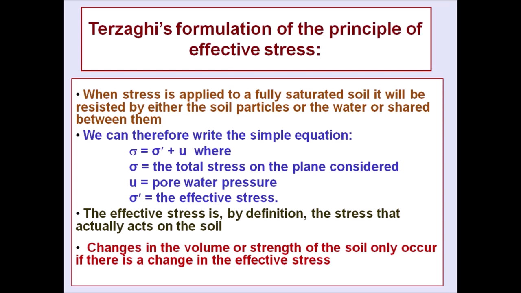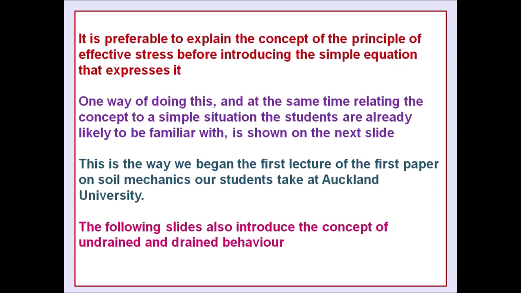When stress is applied to a fully saturated soil, it will be resisted by either the soil particles or the water, or shared between them. And we're all familiar with that simple equation. The effective stress is by definition the stress that actually acts on the soil, and volume change of the soil only occurs if there's a change in effective stress. Change in volume or strength will only occur if there's a change in effective stress. It is preferable to explain the concept of the principle of effective stress before introducing the simple equation.